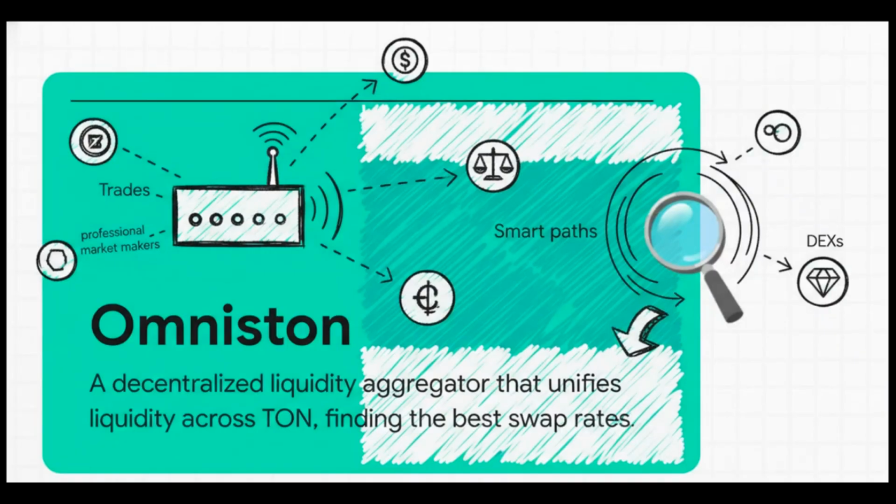So what's the engine making this happen? It's a piece of tech called Omniston. Really, the best way to think about it is like a super smart router for your trades. Before you swap, it scans a bunch of different exchanges and even professional market makers to find the absolute best path, so you get the best price without having to check 10 different websites yourself.